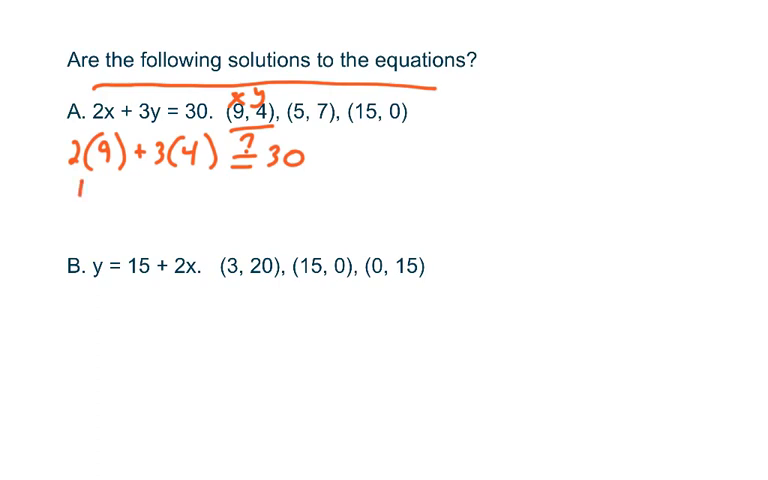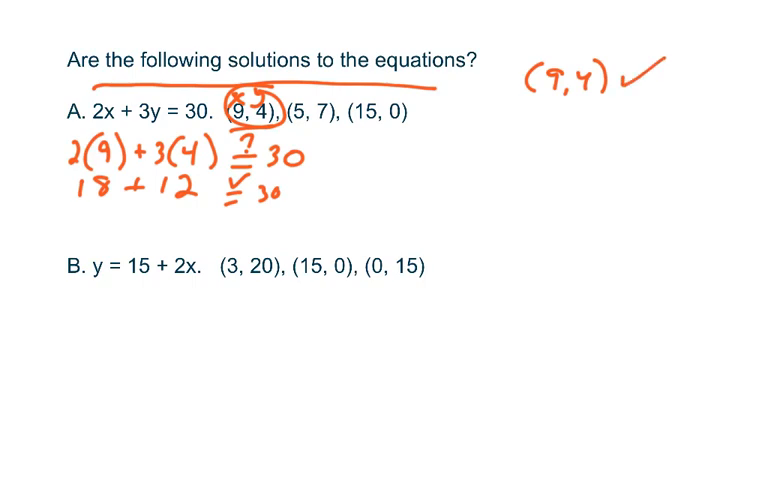So we'll use order of operations. 2 times 9 is 18. 3 times 4 is 12. 18 plus 12 is indeed 30. So 9 comma 4 is a solution.